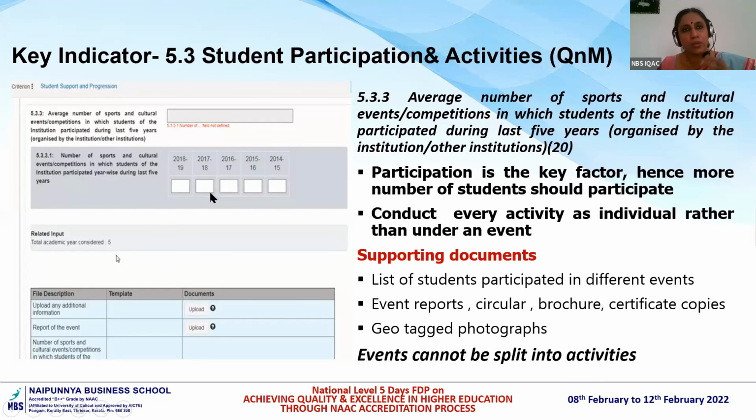So if you have only 200 students, for 200 students, how many activities is sensible? Organize only that many activities. If you have 1,000 or 2,000 students, you can have more activities. But again, the supporting documents are important here. List of students who participated in different events. You will have to maintain the student list. You should have event reports for every event conducted.